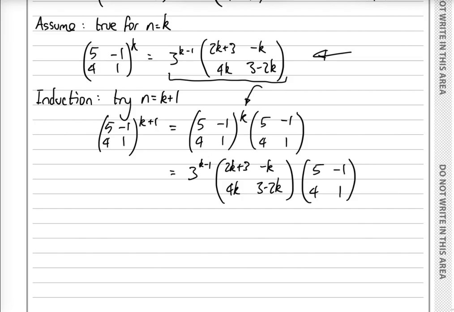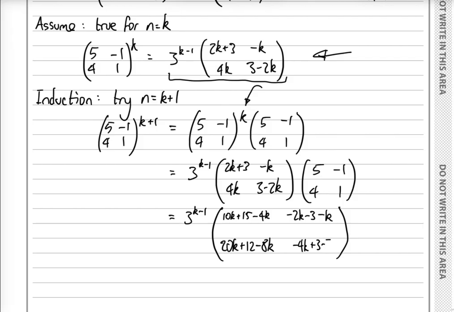But now we can do this matrix multiplication because there's no power of k involved. So in the first element we get 5 lots of 2k plus 3, that's 10k plus 15, plus 4 lots of minus k. Second element, minus 1 of this, that's minus 2k minus 3, plus 1 of the minus k. Next element is 5 lots of 4k, plus 4 lots of 3, so that's 12, minus 4 lots of 2k, 8k, and then minus 1 lot of 4k, plus 1 lot of 3 minus 2k.